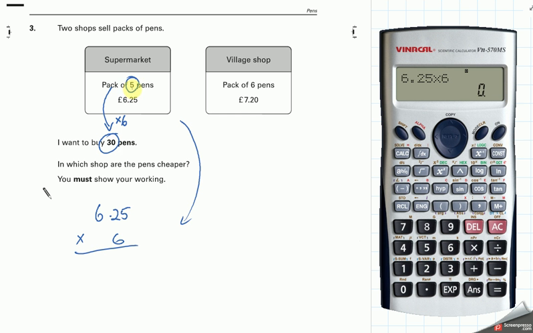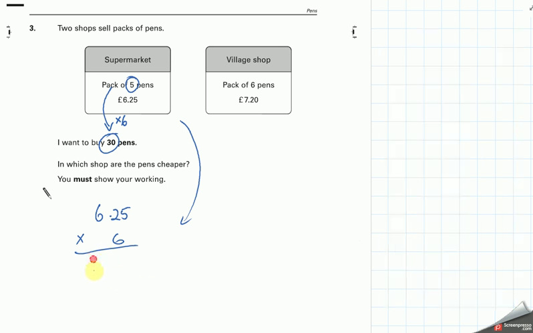5 packs of... 5 pens, and we want 30 in total. The pack is 5 pens, so to get 30, 5 times 6. And that says 30 pens would cost... use the calculator. That's the point. It's a calculator paper. 625 times 6, 37.50.